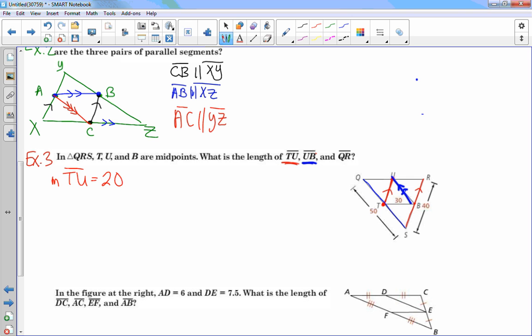Good, Austin. Good. Justin, you got it in the air? How long is UB? Aria? AJ? Juan? AJ? Cover your eyes, please, because you just do half, right? So measurement, UB is 25.